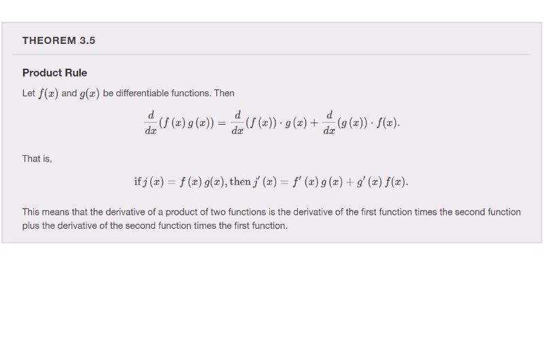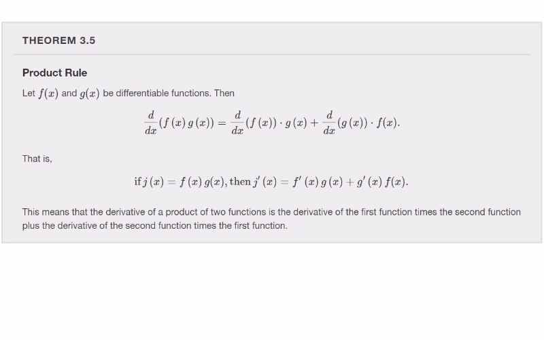Okay, it's actually f prime g plus g prime f. So if we take the derivative of a function that is a product of two other functions, in this case j prime, j of x is a product of f of x and g of x, then j prime, the derivative of that, would be f prime of x times g of x plus g prime of x times f of x. Okay, so f prime g plus g prime f.